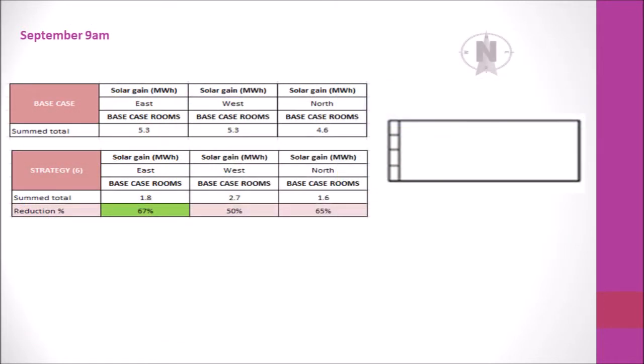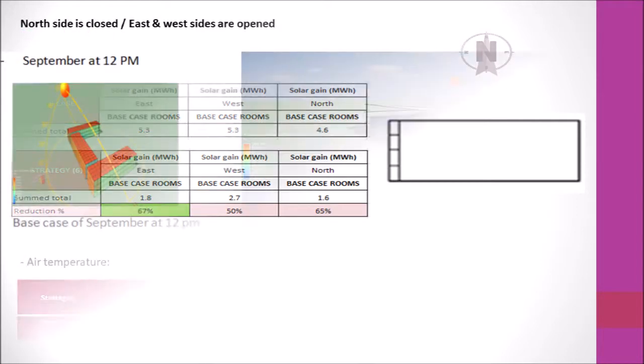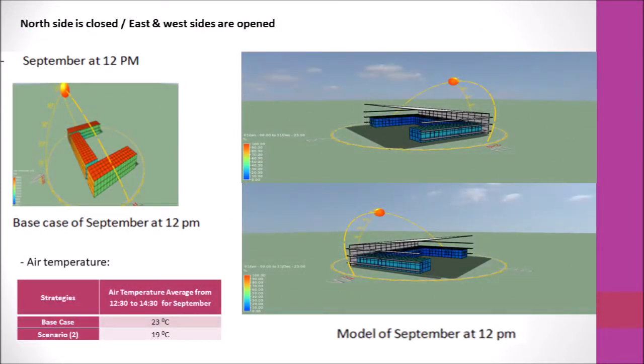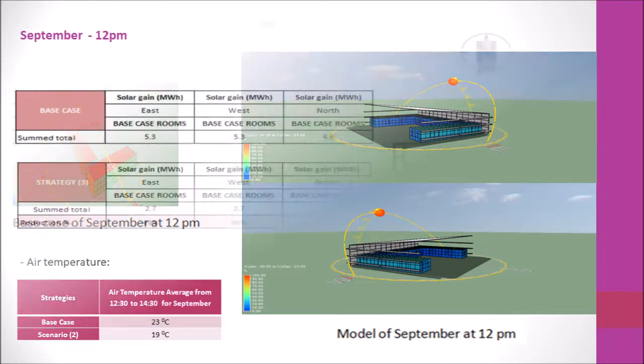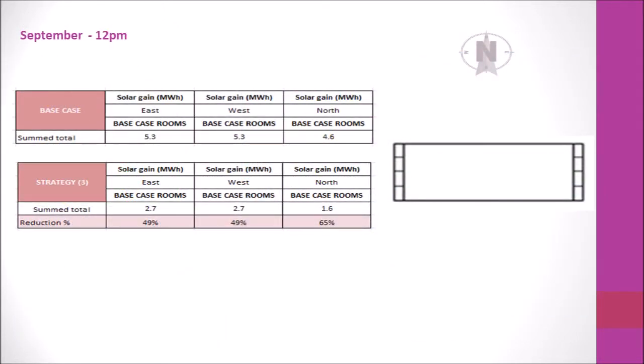The highest reduction for the solar gain was in the east room at 67%, caused by opening the pavilion from the west side. At September 12 p.m., we closed the north side and opened the west and east sides. That resulted in 4 degrees reduction in air temperature. The highest reduction of solar gain was in the north room at 65%, caused by opening the pavilion from the east and west sides.